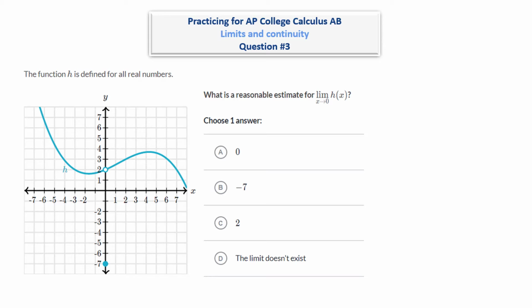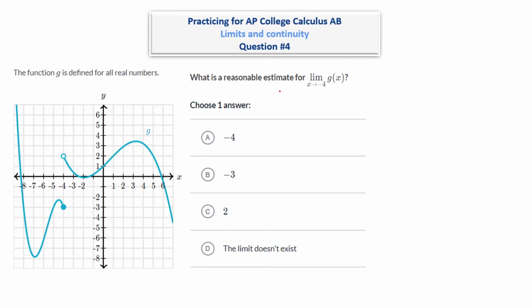Question 3 says, what is a reasonable estimate for the limit of h(x) as x approaches 0? If we approach 0 from the left, we notice that the value of y gets closer to 2. And as we approach 0 from the right, we notice also that the value of y gets closer to 2. Based on this, we have the same limit from the left and from the right, so we can conclude that a reasonable estimate is 2.